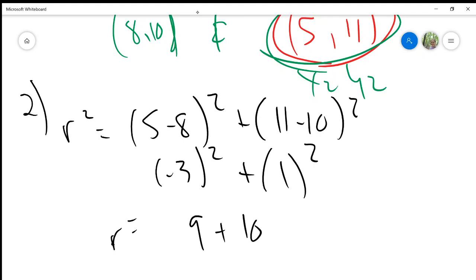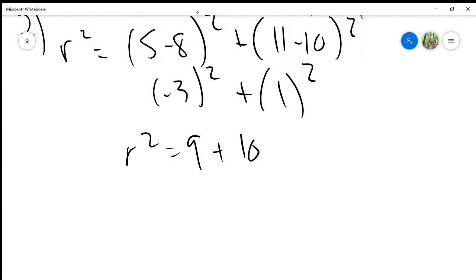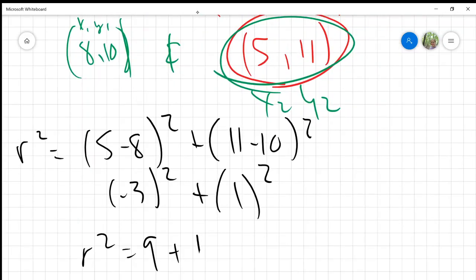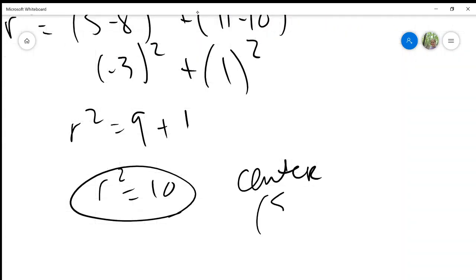Oops, hold on. I misspoke back up here. R squared is equal to 10. Okay, so I have r squared, and I have the center, which I have to zoom back up here and take a peek at, 5, 11. Okay, so I should be good to go. So 5, 11 is my center, r squared is 10.